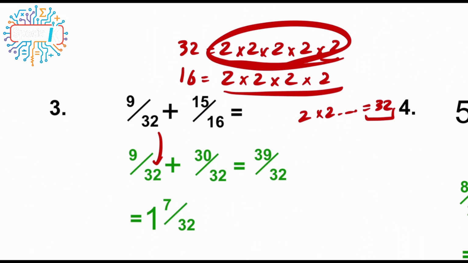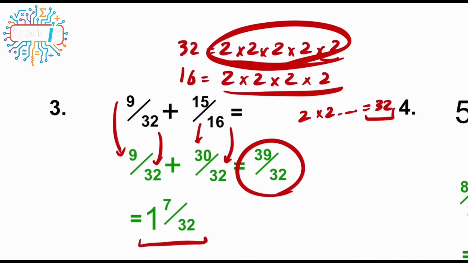So 9 over 32. If I want to convert that one to this one, I'm doing nothing. What about 15 over 16? 16 multiplied by 2, 15 multiplied by 2, I have 30. The final answer is 39 over 32. If you want to convert it to a mixed number, you do it like this.